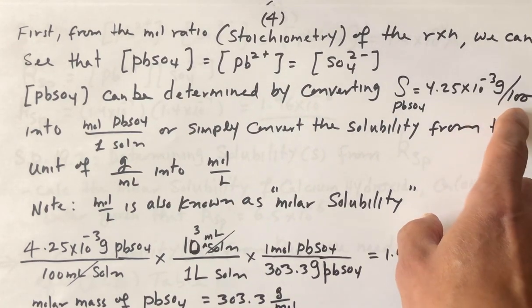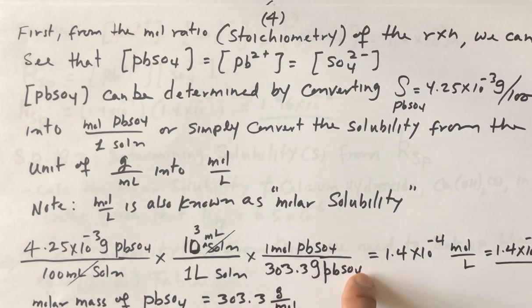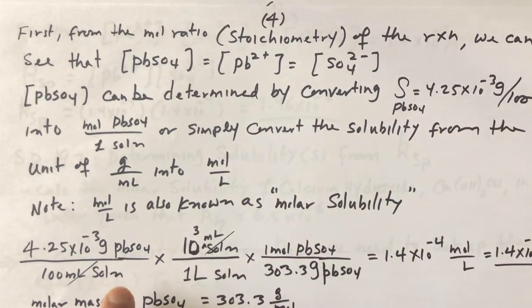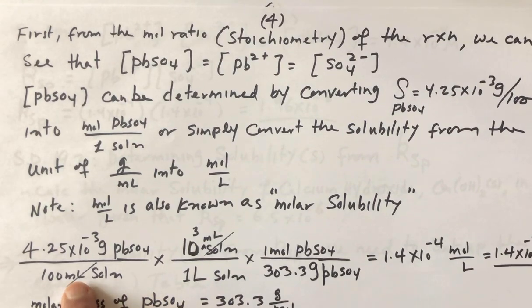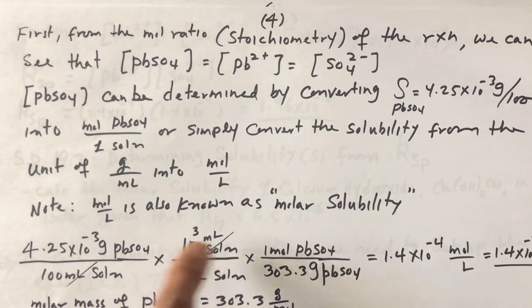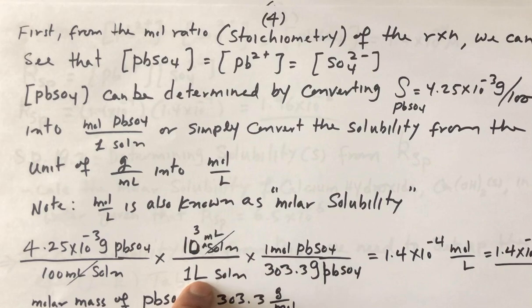So from grams per 100 milliliters of solution, I'm going to convert to moles per liter of solution using this algebraic step. The first thing I want to do is convert from milliliter to liter. So I want to have liter at the bottom and milliliters on top, so that the milliliters can cancel each other out. So 1 liter is 1,000 milliliters. We already know the conversion between liter and milliliter. So the first step is the conversion of milliliter to liter.